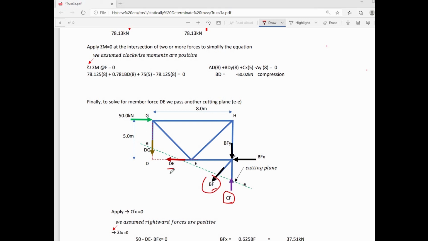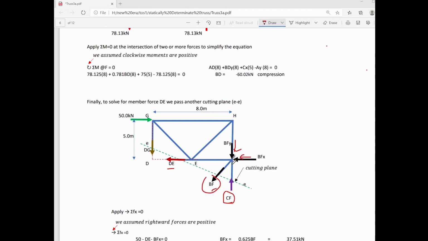Since we will apply summation forces along horizontal to the free body diagram, we have to be very careful with the directions of inclined members. So we have to focus our attention on this member force BF. Since that is under tension, the horizontal component should be acting to the left, and the vertical component should be acting downward, just like we have labeled here. In doing so, we can avoid errors in the calculation of member forces.